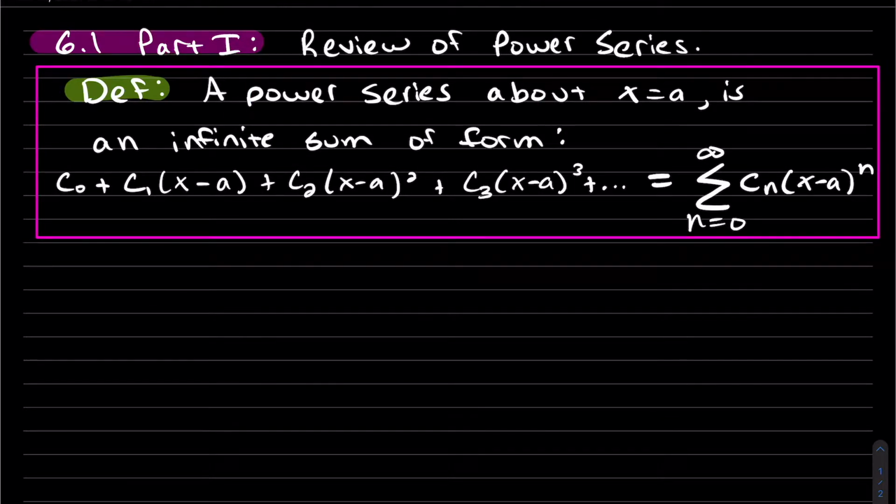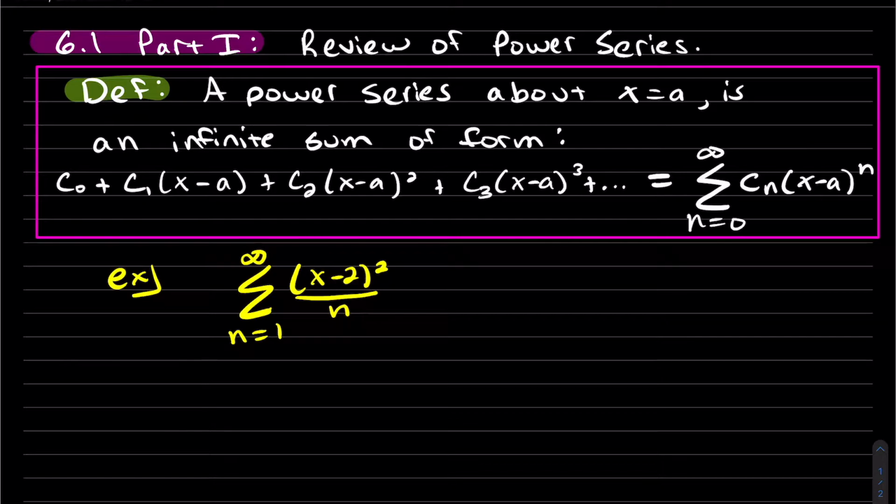Okay, so this is just a review of power series, and we have our first definition. A power series about x equals a, that's the center, is an infinite sum of the form below. And you can also, as I mentioned, write it as an infinite series. So what does this look like? Here's an example of a power series, and this is centered about x equals 2.